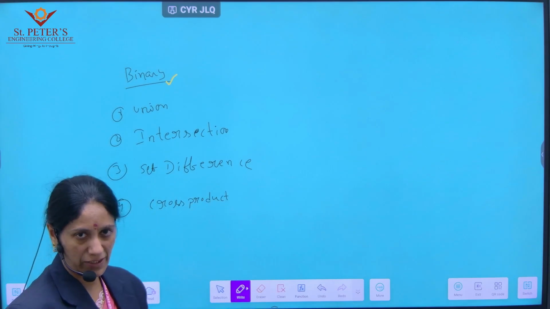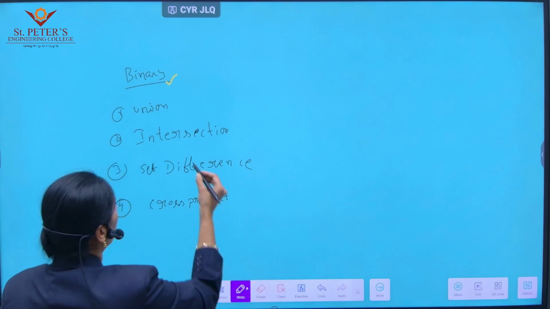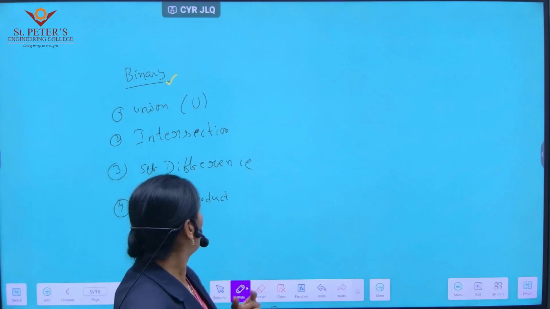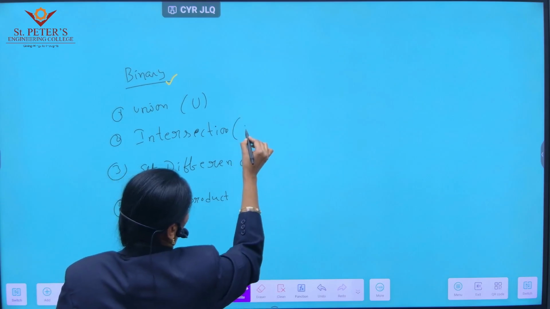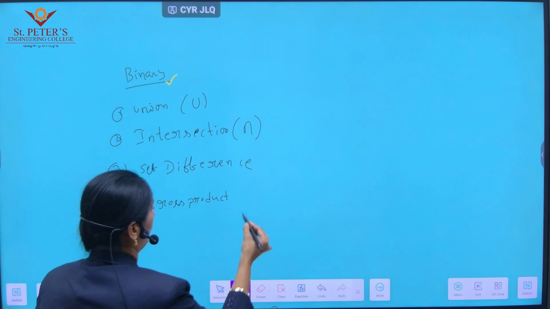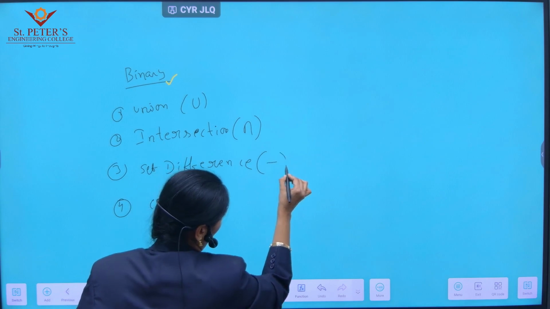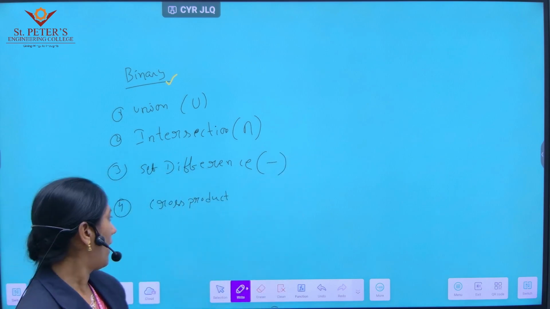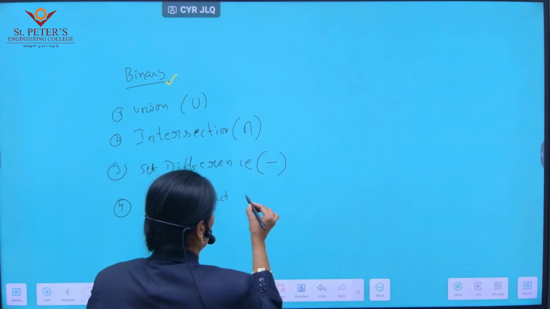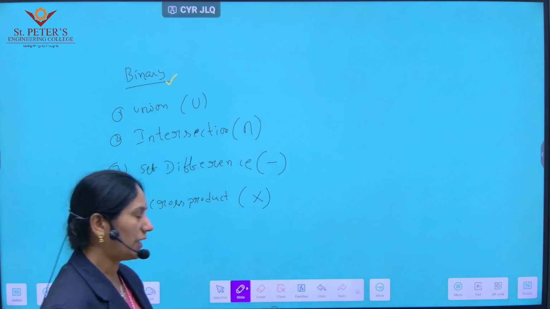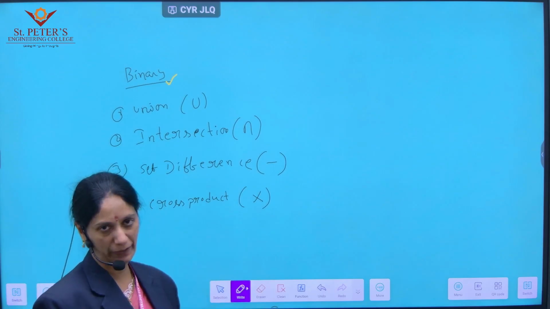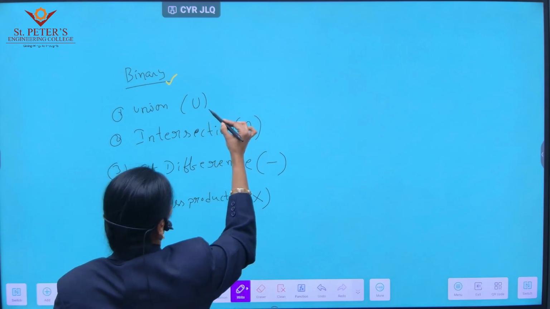Let us see them one by one. Union operation is represented by the union symbol. Next, intersection operation is represented simply as the reverse of the union symbol. Set difference operation is represented by minus; the symbol is minus. And cross product, one more name is Cartesian product operation, also called cross product operation, is represented as multiplication.